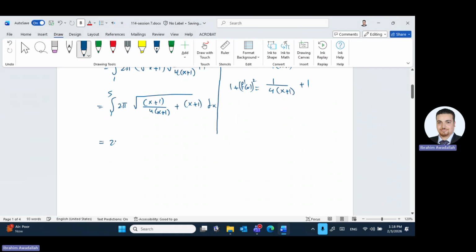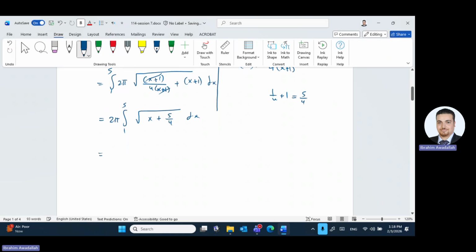So this will give me 2 pi outside, the integration from 1 to 5 under the root. You know, this one will be cancelled. So 1 over 4 and x plus 1, that is 1 over 4 times x plus 5 over 4. 1 over 4 plus 1 equals 5 over 4, dx.